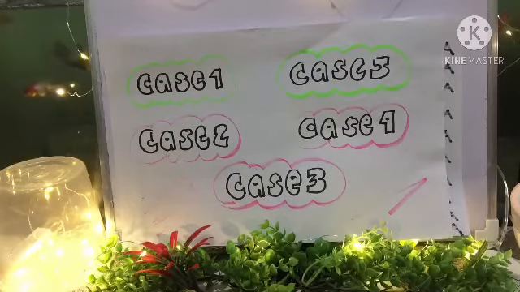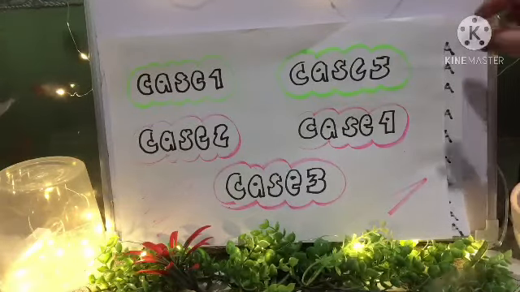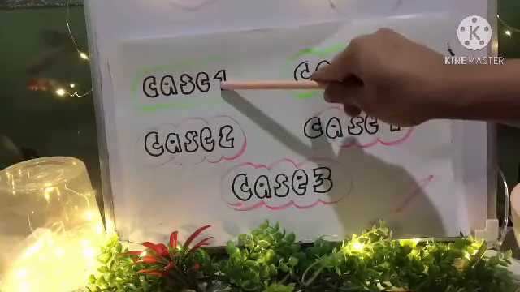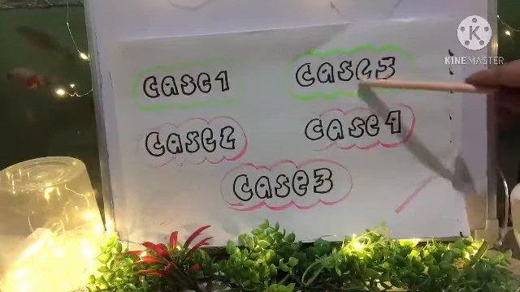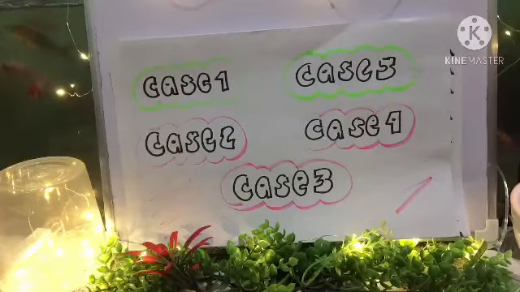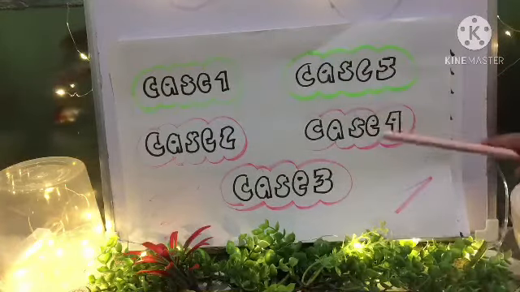Hi everyone, I'm Christian, and these two tables are extremely important for us to know. Since we're naming alkanes, we go over the five different cases: case 1, case 2, case 3, case 4, and case 5.